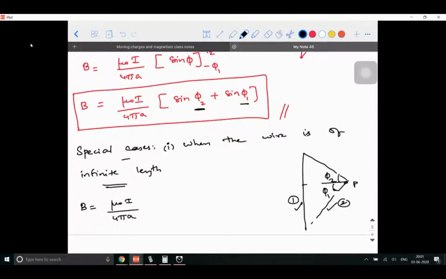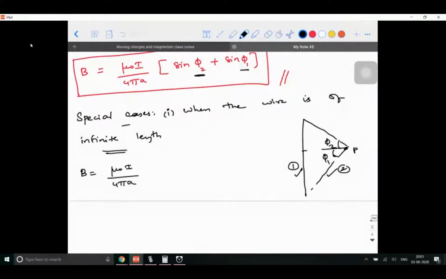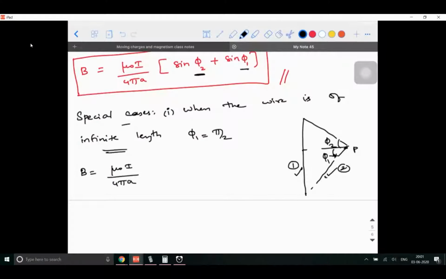Technically, they are parallel lines. Right. So what should happen to the angle phi 1 so that it is able to meet this at infinity? Angle phi 1 should be pi by 2 radians. Similarly, phi 2 also should be how much?